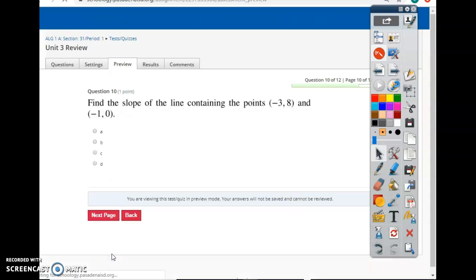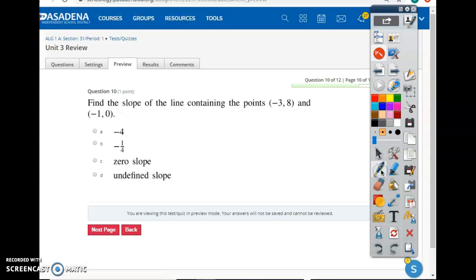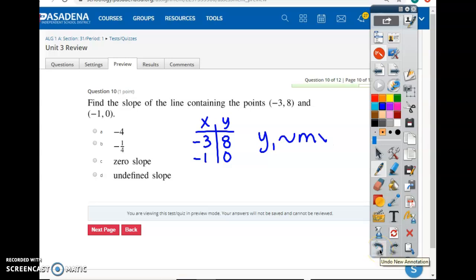The next question, question number 10, finding the slope from 2 points. So you're going to add those points to a table in Desmos. Add a table. -3 is with the 8, so they have to be side by side. And then -1 is with the 0. And then use the formula y1 approximately mx1 plus b, and we're looking for the slope, so whatever the m is. Make sure that these in Desmos have a 1 on the table. If not, it's not going to work.